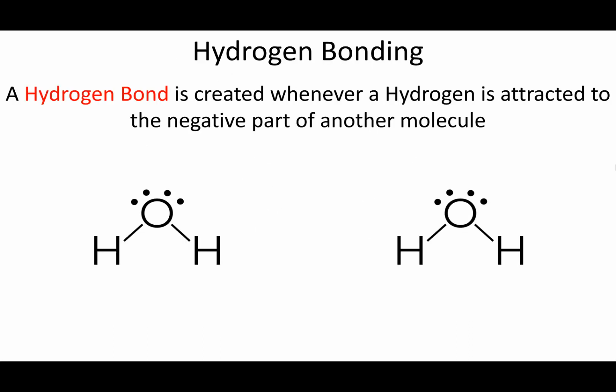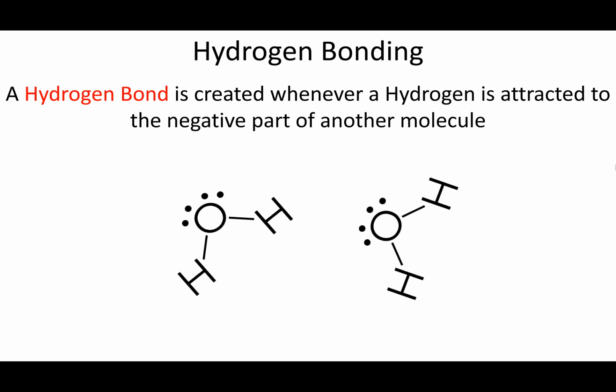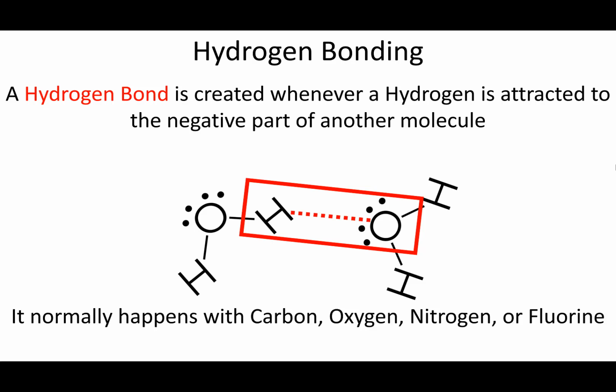So a hydrogen bond is going to be created whenever you have a hydrogen in one polar molecule attracted to some negative part of another polar molecule. That line, that's the hydrogen bond. It's like a magnetic attraction, except it's electric. It happens between this hydrogen, which is positive, and that oxygen, which is negative. It's normally going to happen with a carbon, nitrogen, oxygen, or a fluorine.